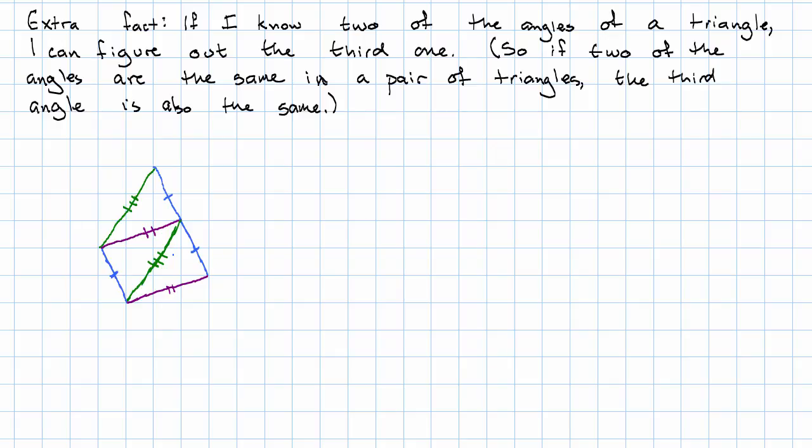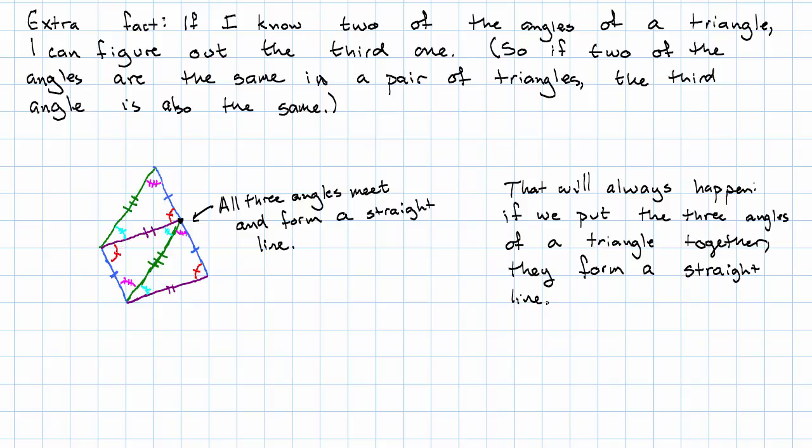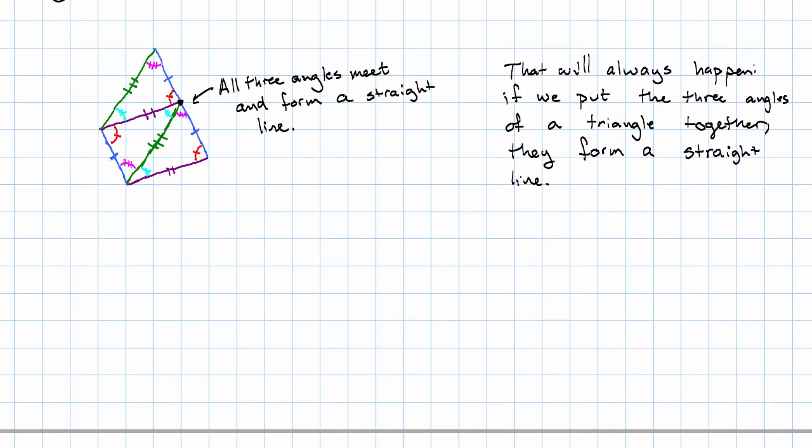Okay, what's the point? Let's look at the angles. Here's the angle between side one and side two in red. Here's the angle between side two and side three in turquoise. And here's the angle between side one and side three in magenta. Notice how at this point right here, all three angles meet and they form a straight line. That will always happen. If we put the three angles of a triangle together, they will always form a straight line. That's going to help us with the next part.